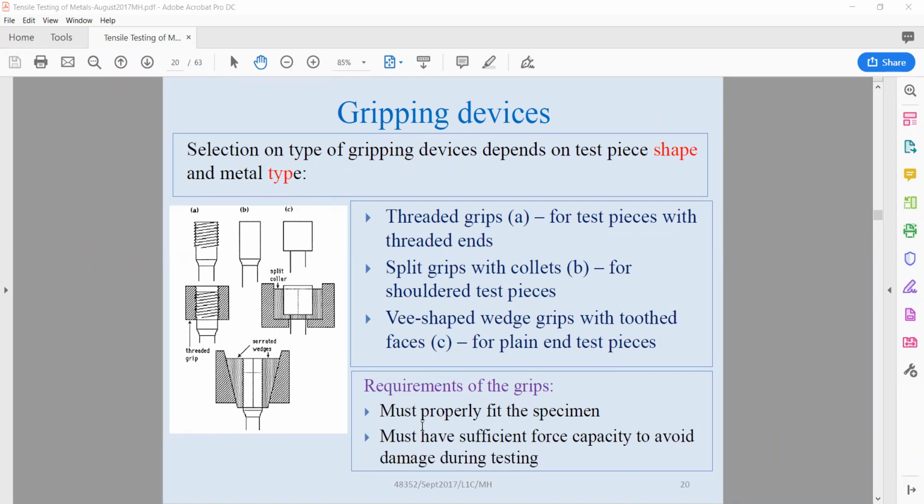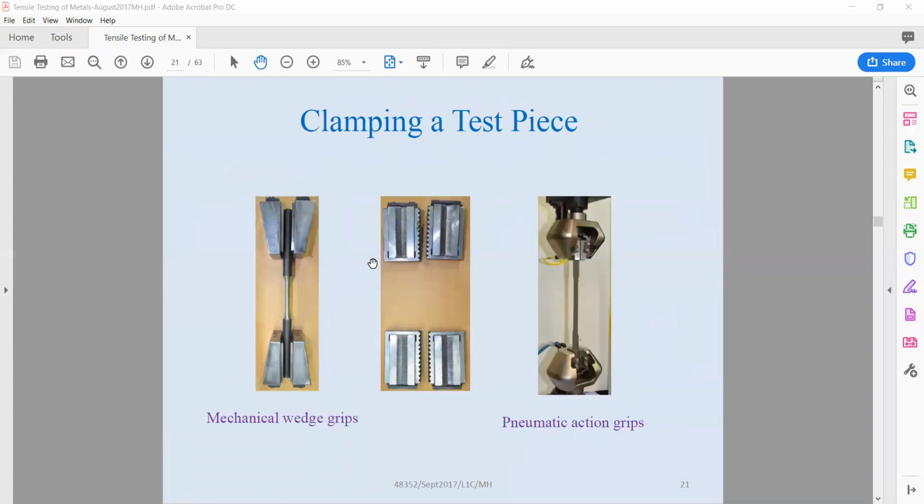The gripping device, first, must fit the specimen properly and hold the specimen. Second, it must have sufficient force capacity to avoid damage during testing. The grip device should also have very good hardness, hard enough to resist damage during testing. As you see, these are the clamping methods. These are mechanical wedges, and you see the teeth, or the jaws. And this is the pneumatic type.